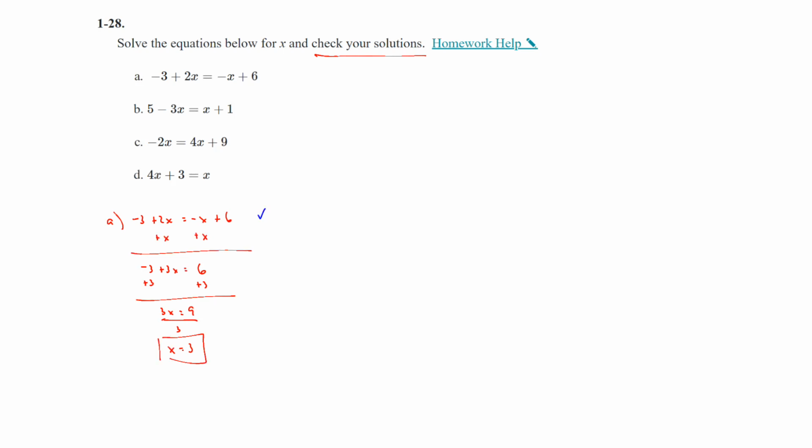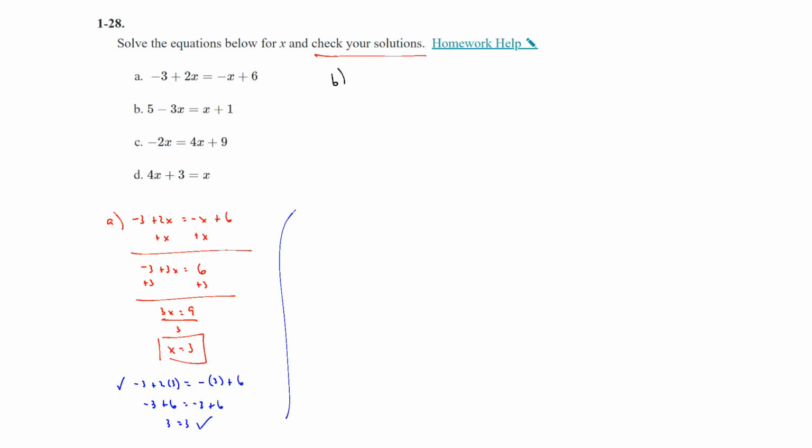So you should be plugging in wherever there's an x, a positive 3. Now this is a negative x, so it's negative and then positive 3 plus 6, and then checking to see if they give you a true statement. So negative 3 plus 6 is equal to negative 3 plus 6. So obviously negative 3 plus 6 would be 3 on both sides, so yes, it does check.